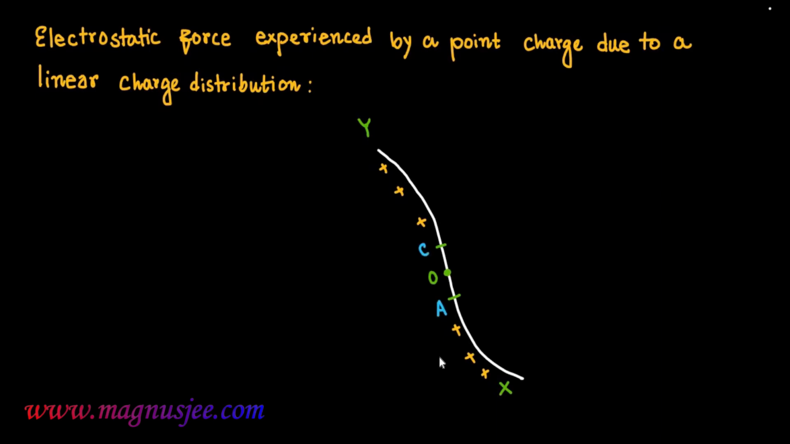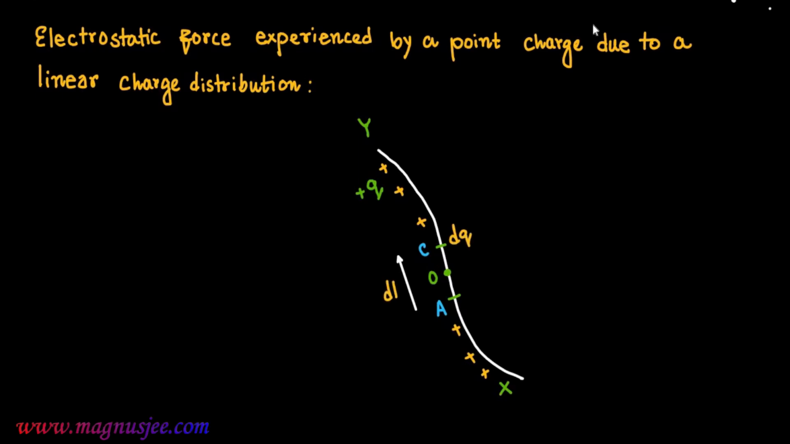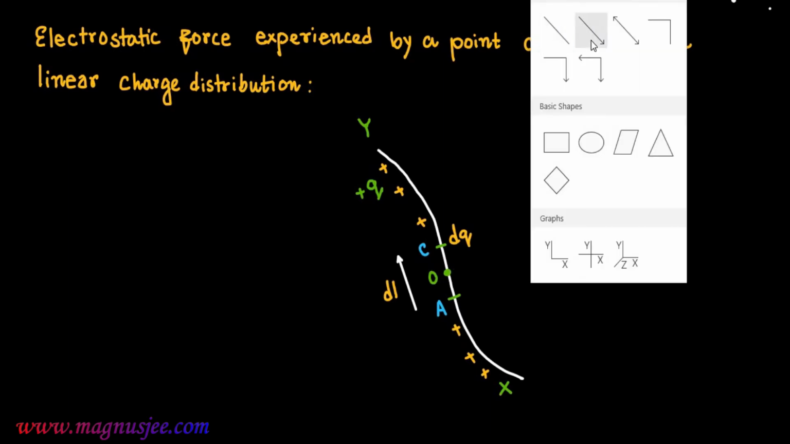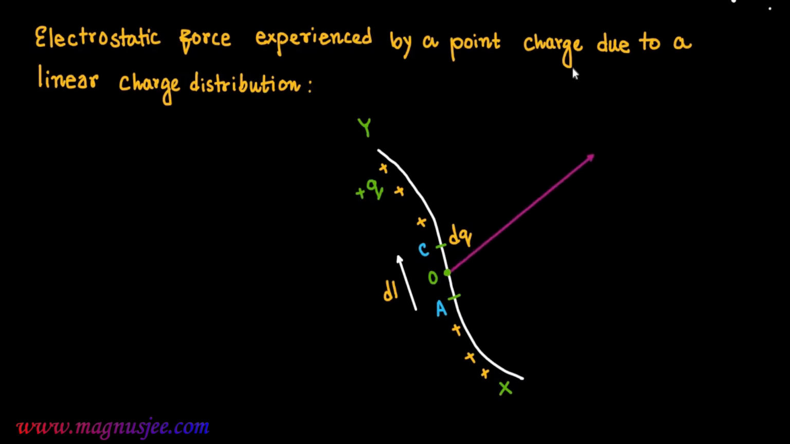AC is a small element on this linear charge at the point O. Plus Q is the charge which is distributed along the line xy. The length of this small element AC is dl.